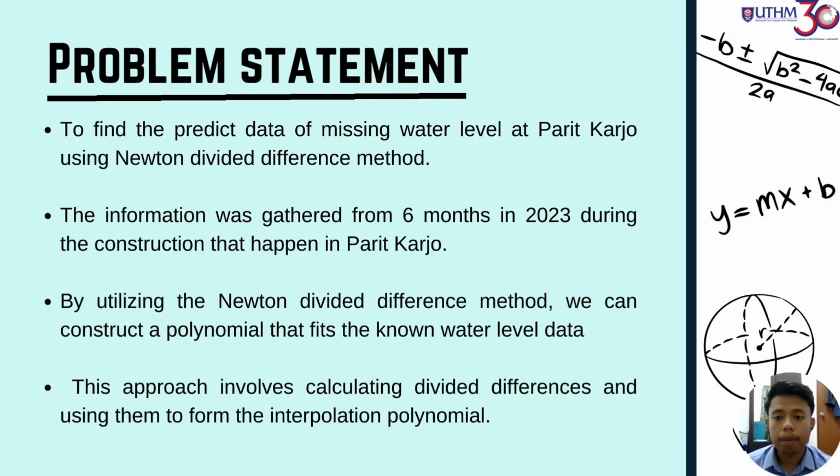So the problem statement is to predict the data of missing water level at Parit Kaljo using the Newton divided difference method. The information was gathered from 6 months in 2023 during the construction that happened in Parit Kaljo. By utilizing the Newton divided difference method, we can construct a polynomial that fits the known water level data.